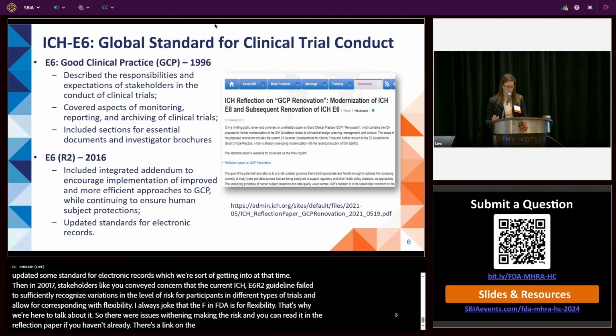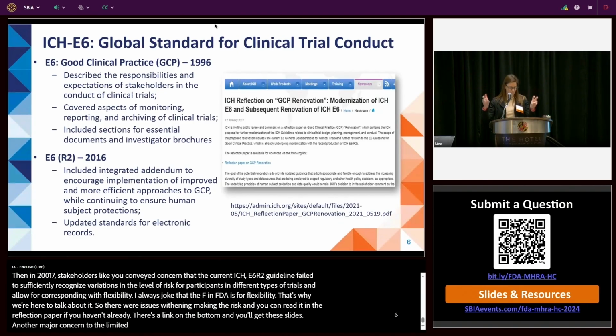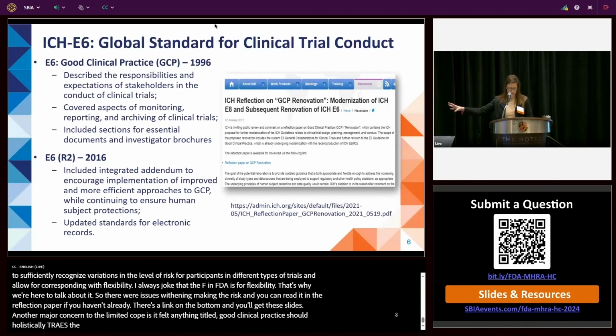Another major concern related to E6(R2)'s limited scope. It was felt that anything titled good clinical practice should actually holistically address the planning of the conduct of the clinical trials, not just when it's already on paper and being put into humans.